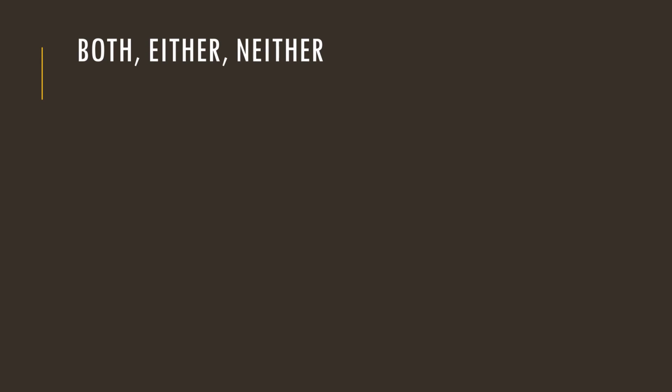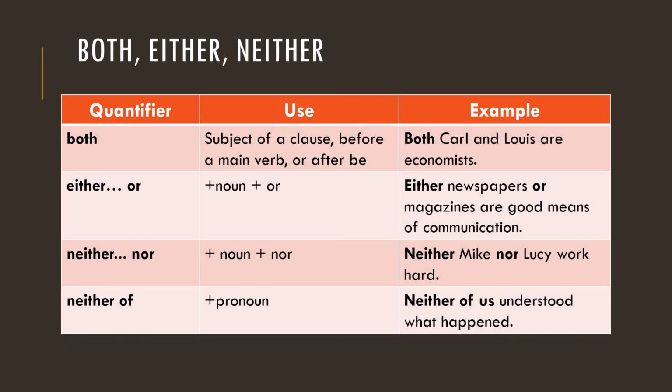Finally, we have both, either, and neither. Both can be the subject of a clause, can go before a main verb or after be. Both Carl and Louis are economists. In this case, it is the subject. Either and then or. So we have either plus a noun plus or. Either newspapers or magazines are good means of communication. So in this case, we are using two things with either, right? So it can be one or the other.